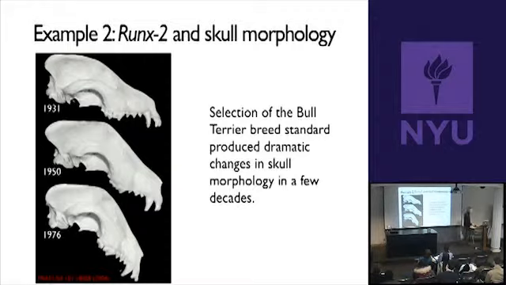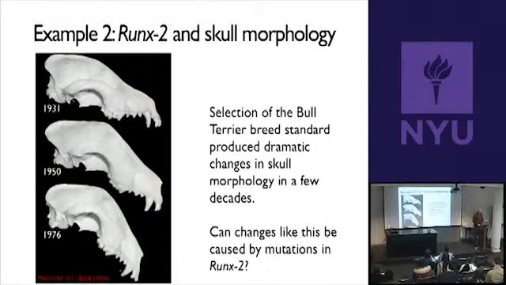And so the question that these guys ask is, well, maybe a change like this could be caused by a mutation in a gene like RUNX2, which is known to affect the shape of the skull. RUNX2 has repeats in it. So for a bunch of breeds, they quantified how many repeats RUNX2 has, and they quantified the shape of the snout.